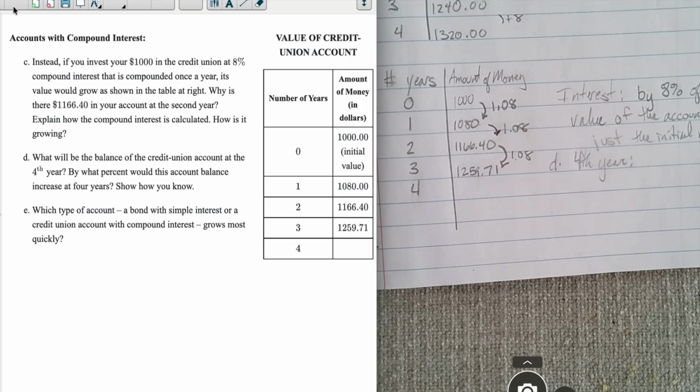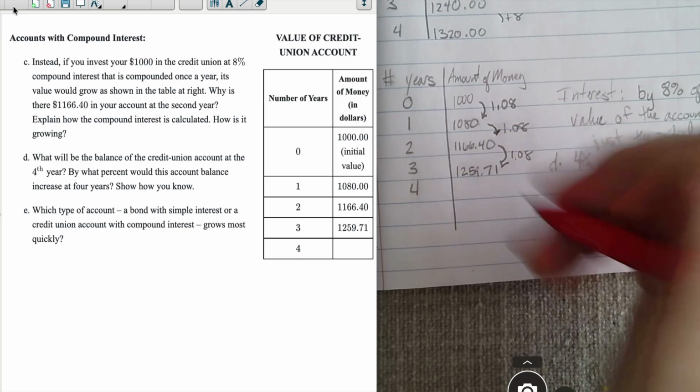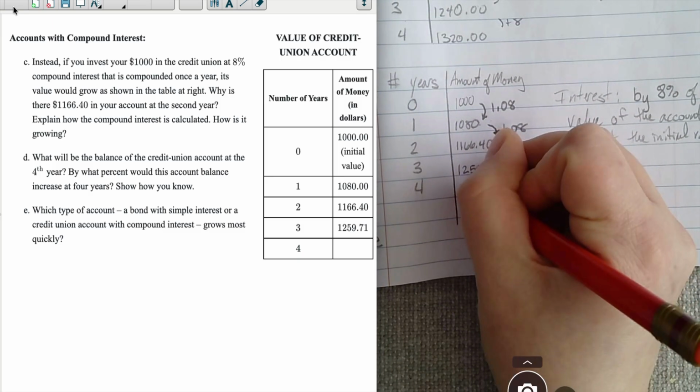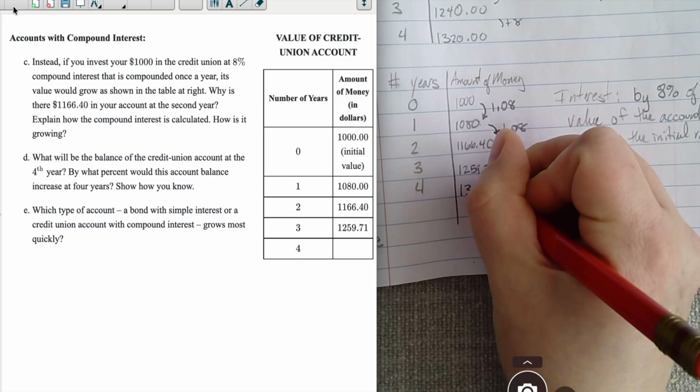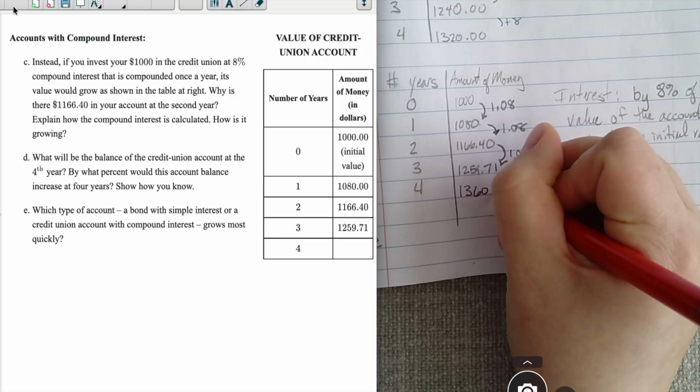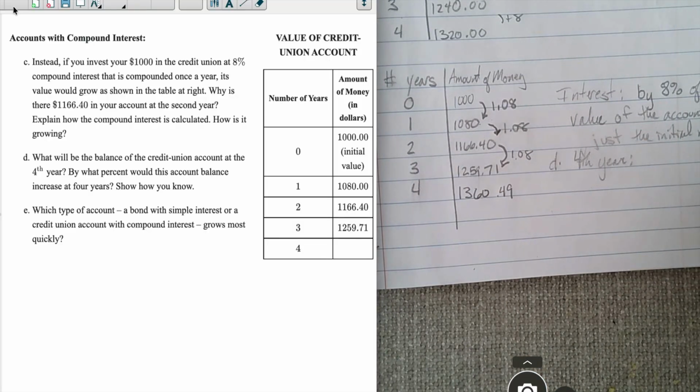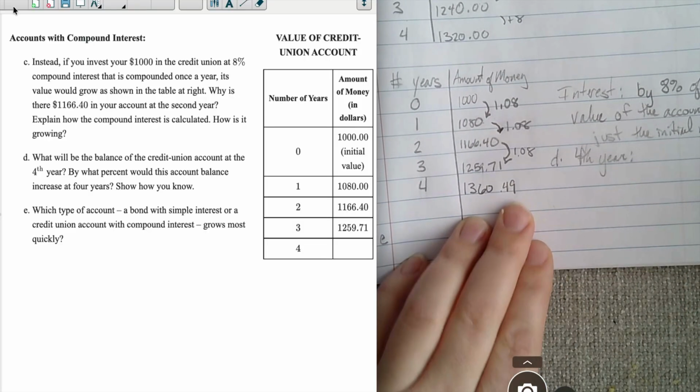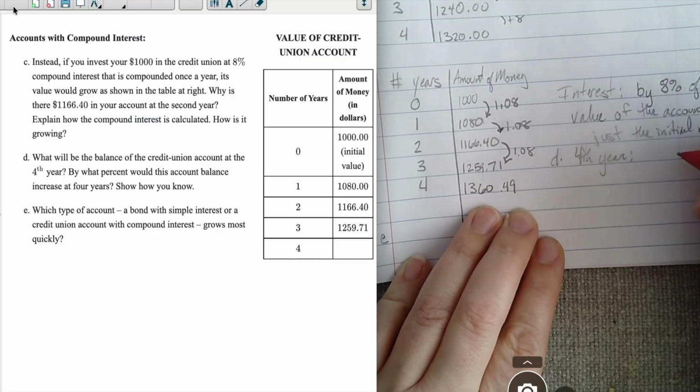So to get to year 4, we're going to take $1,259.71 and we're going to multiply by 8%, or 1.08, representing 108% of my original amount, which gets me to $1,360.49 with rounding, because it's 48.6, which we can't have 0.6 of a cent.